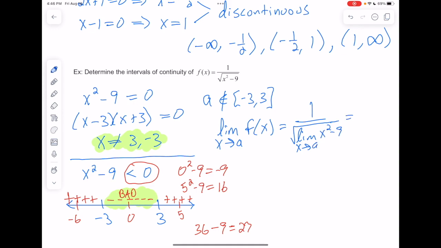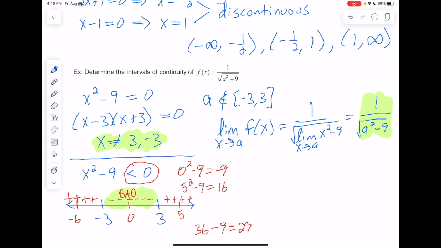As long as I'm in the domain of that function, I can move the limit into the numerator and denominator and eventually into the square root. And then at that point, because it's now a polynomial underneath, I can just plug in and get a squared minus 9. So for all values of a that aren't between negative 3 and 3, this is going to be defined and equal to the value of the limit, and therefore we'll have continuity at all those values where a is not an element of negative 3 to 3.